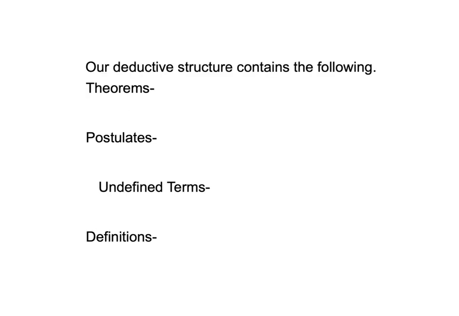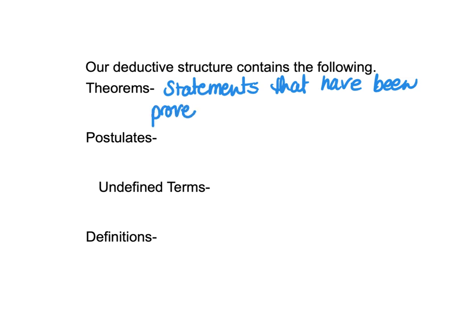Deductive structure contains each of these different items. The first is theorems, and theorems are statements that have been proven. Postulates are statements that we accept as true without proof. Generally speaking, they're very obvious.